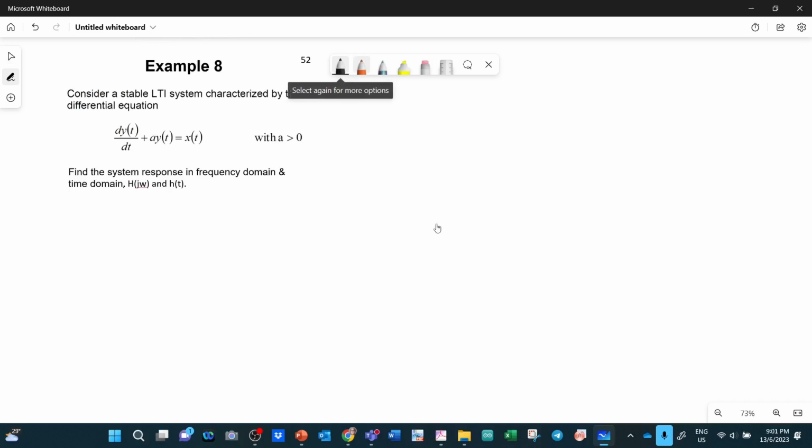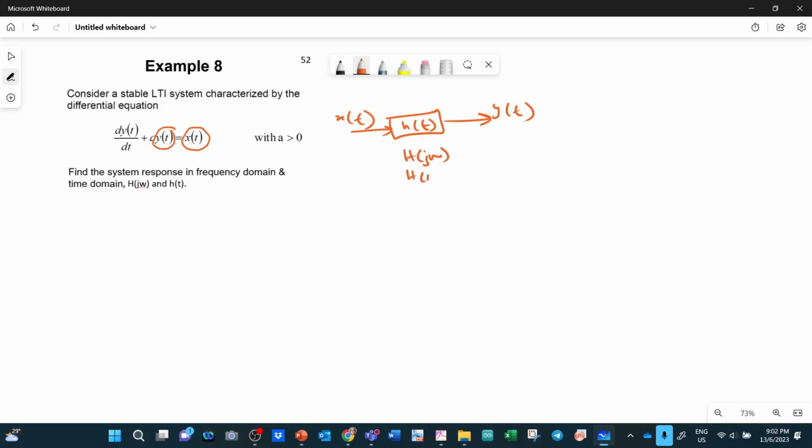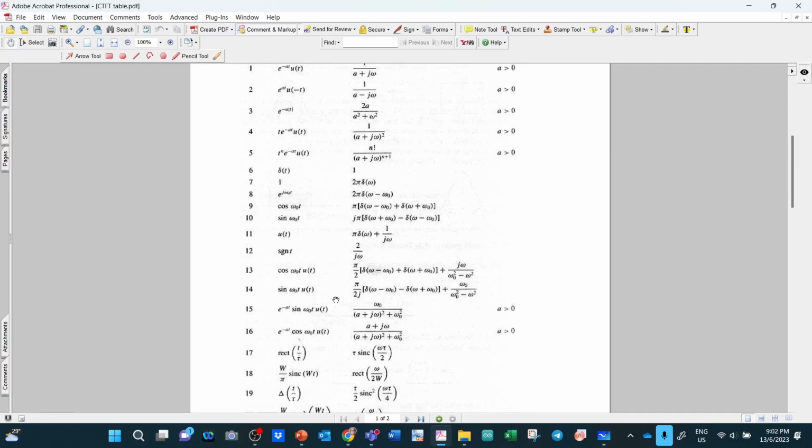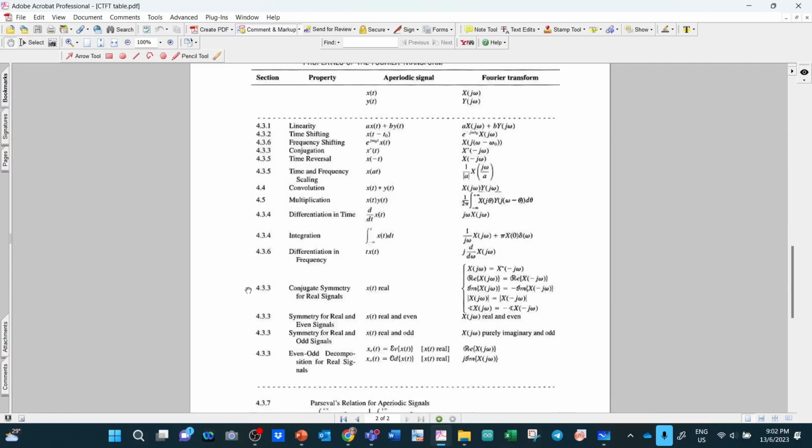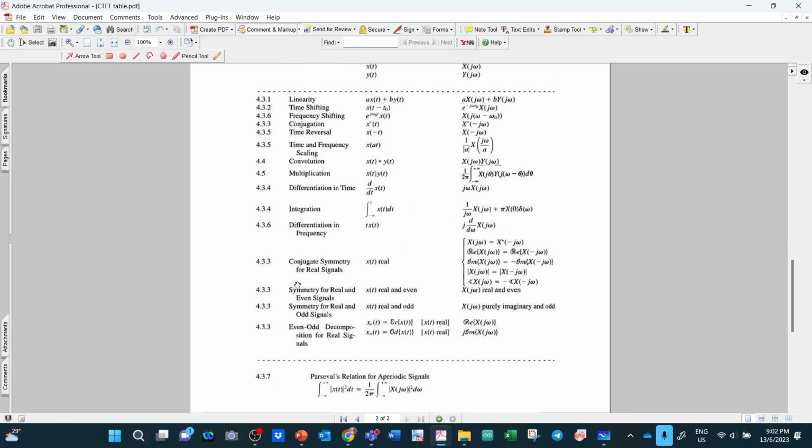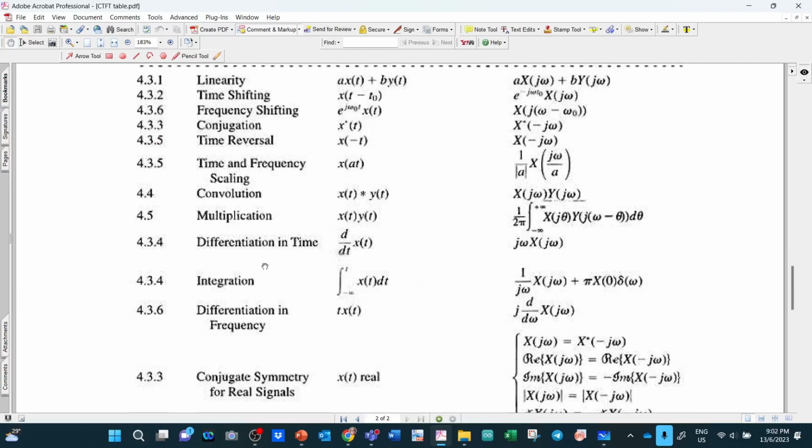So it asks you to find the system response in the frequency domain. Find it in terms of h(t) and x(t). Basically, you have the output y term in the differential equation and you have the input. So you have the input x(t), you have the output y(t). They ask you to find what is h(t) and also H(j omega). In order to answer this question, since it's given in a differential equation, we are going to directly look at the Fourier transform table. Go down. Okay, this one. If you see this one, differential in time.